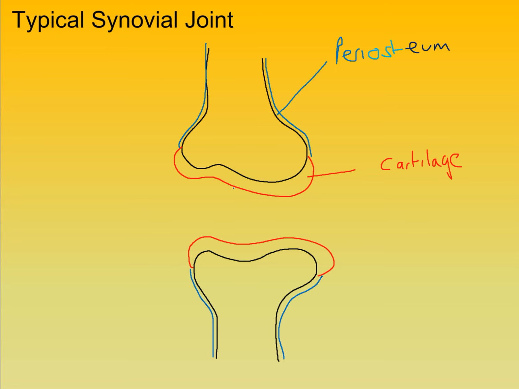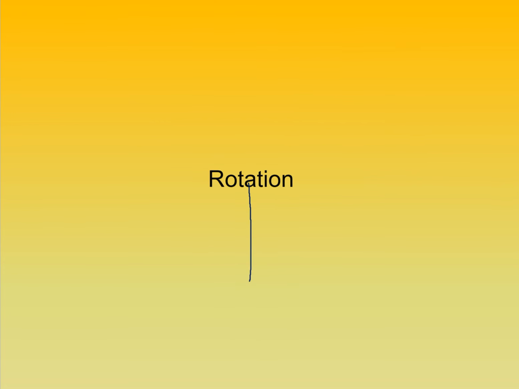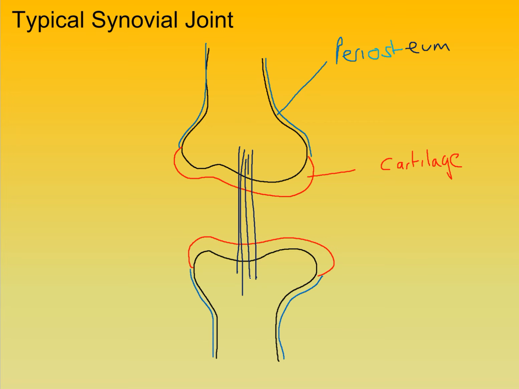And funnily enough, that's where ligaments attach. So I'm going to draw some ligaments here, and they attach to this periosteum, this membrane of a bone. And ligaments support the joint, and they prevent unwanted movement in that joint and give it stability. They stabilize the joint. That's a good word, stabilize the joint.